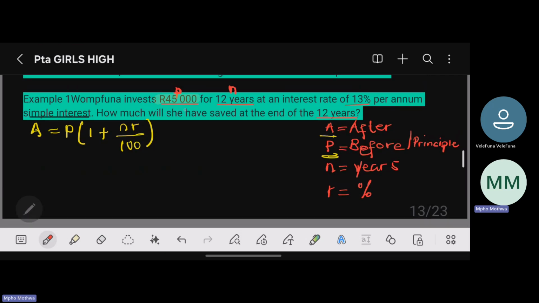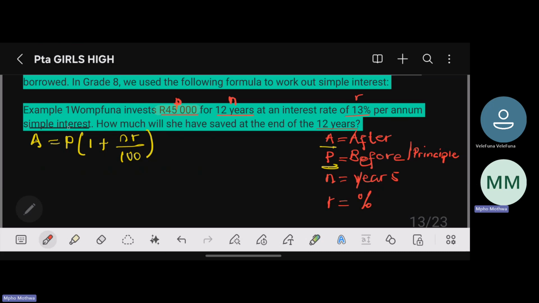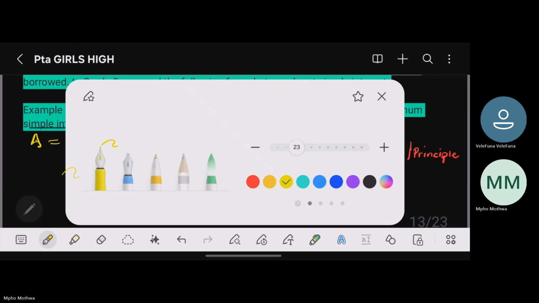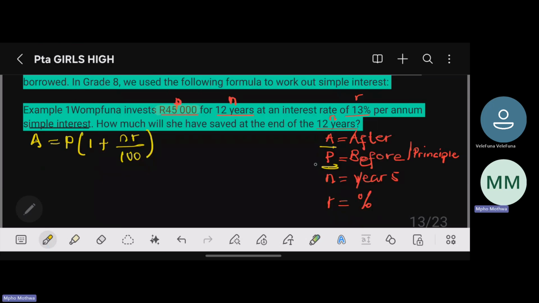So we have identified P and N at an interest of 13%. What is this 13%? It is R, per annum. Simple interest tells us about the formula. What is this 12 years here? It is N. So after you have done all these things, you go back and see that they have given me P and R. The only thing not given is the money after, which you need to calculate.